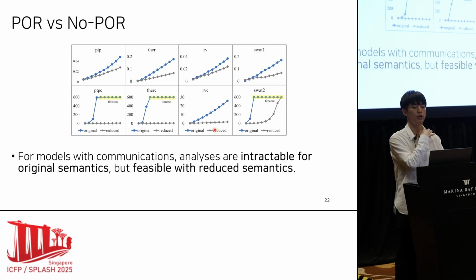And here's the comparison of analysis time with and without partial order reduction. For models with communication, in these 4 graphs, analysis was basically intractable without partial order reduction, but it was feasible with POR, and this shows that our POR method was effective.